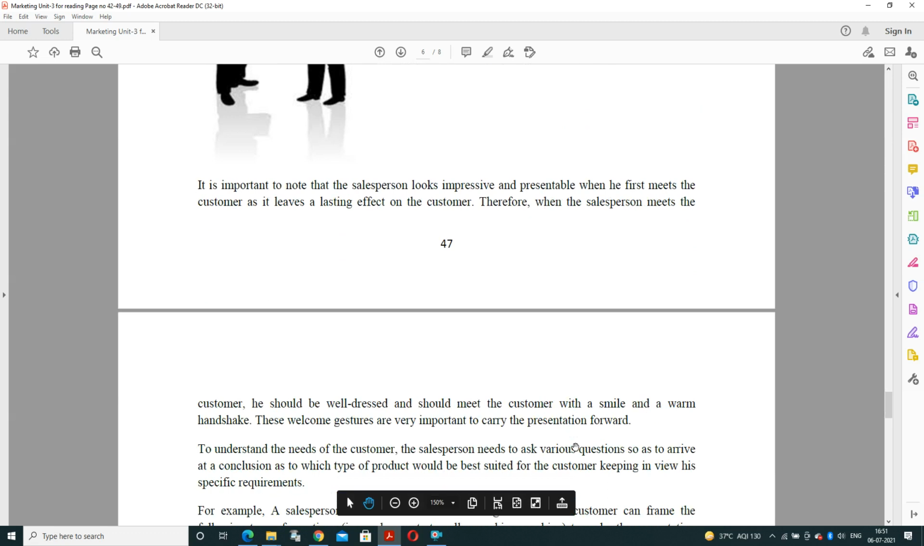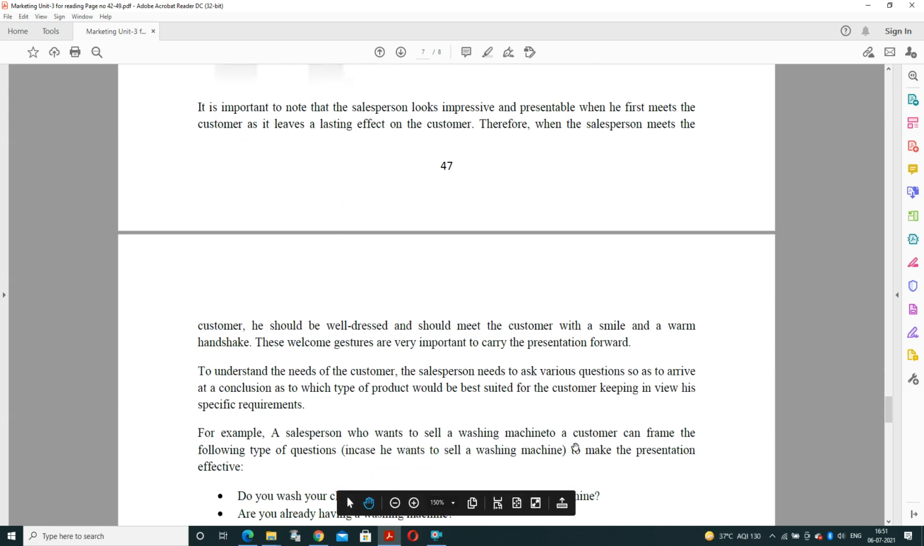So it is important to note that the salesperson should look impressive and presentable when he first meets the customer, as it leaves a lasting effect on the customer. So a company will try to make a good effect on a customer when he tries to meet the customer. He should be properly well dressed, should meet the customer with a smile and a warm handshake. And these welcome gestures are very important to carry the presentation forward.